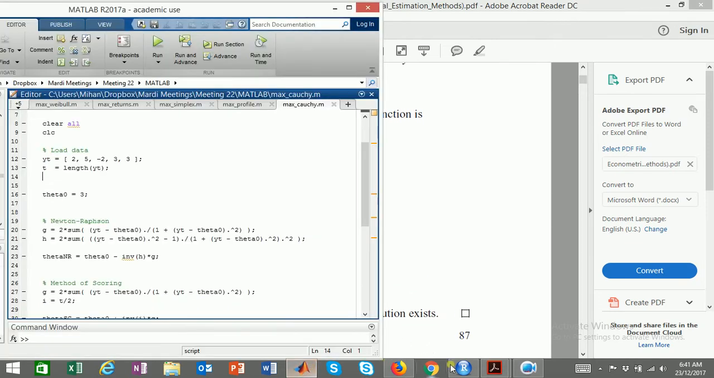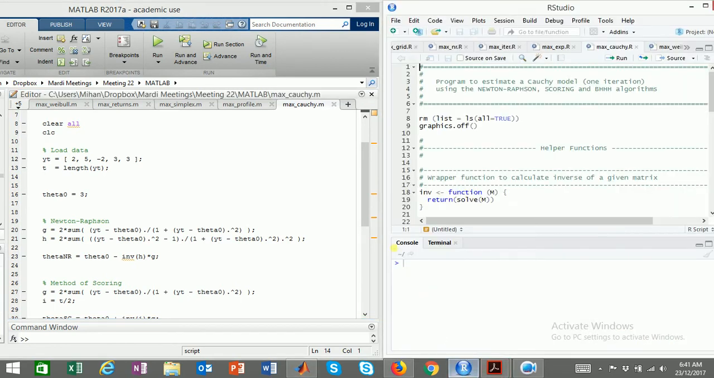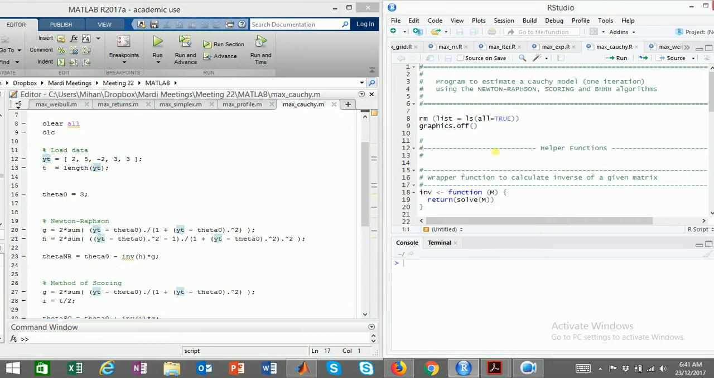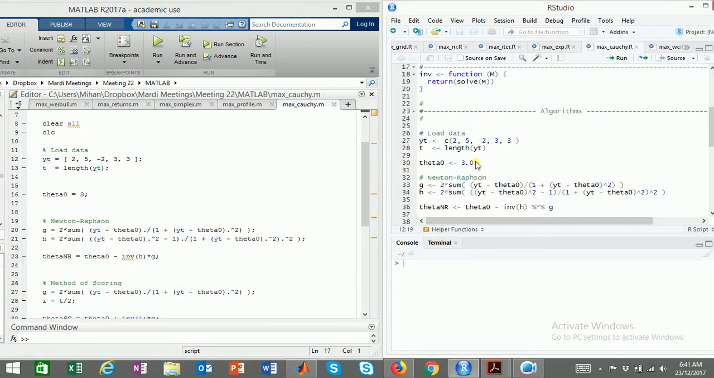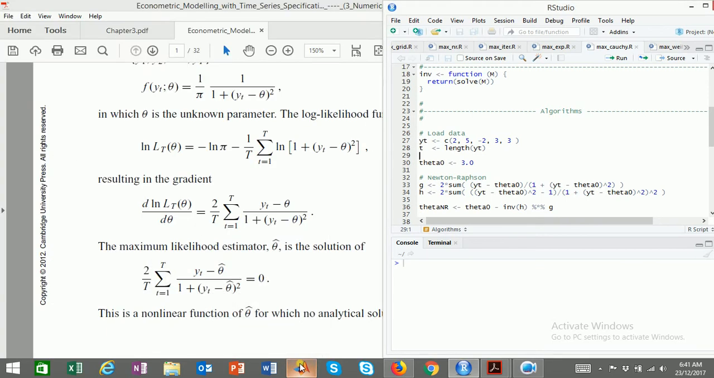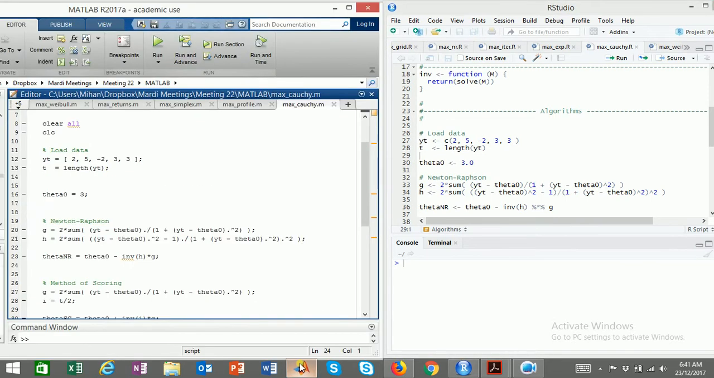Let's have a look into Cauchy with R. So given are these values and theta naught equals 3, initializing, and the inverse wrapper function has been passed for R. Newton-Raphson: the gradient is 2 sum of (yt minus theta). Where am I getting it? From here, yt minus theta over 1 plus (yt minus theta) whole square.